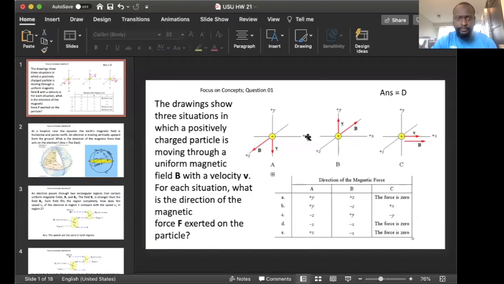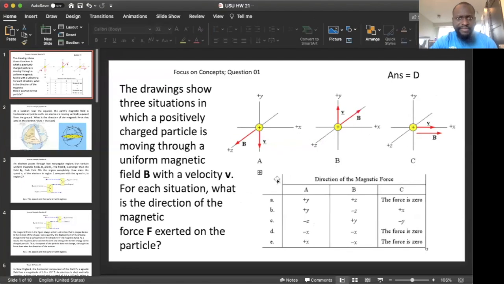So let me share this, make this a little bigger. So we'll have the very first problem for homework 21. It says, the drawings show, focus on concept question 1. The drawings show 3 situations in which a positively charged particle is moving through a uniform magnetic field B with a velocity V. For each situation, what is the direction of the magnetic force F exerted on the particle?